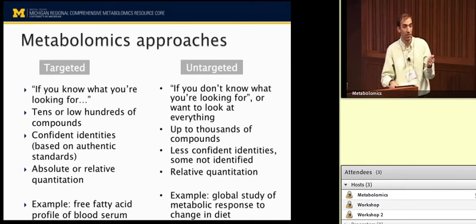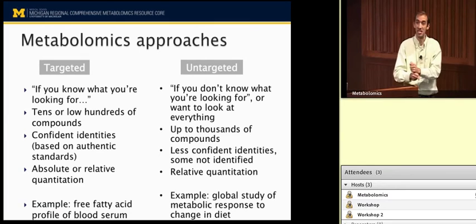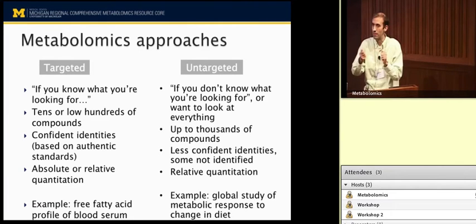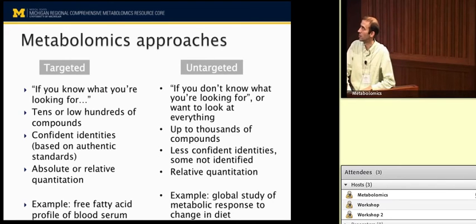The good thing about targeted is that you're going to get confident identities. You don't have to worry about, am I sure I know what metabolite I'm looking at? Am I looking at some other artifact or some weird feature that's been incorrectly or uncertainly identified?